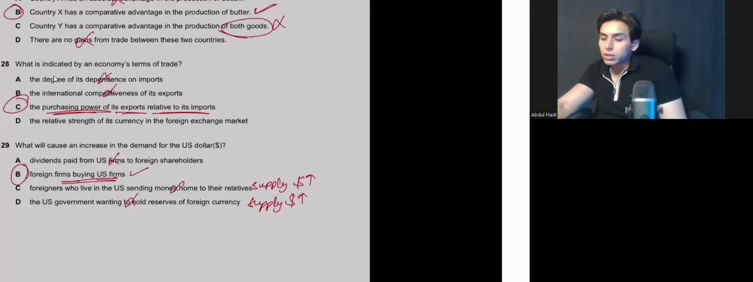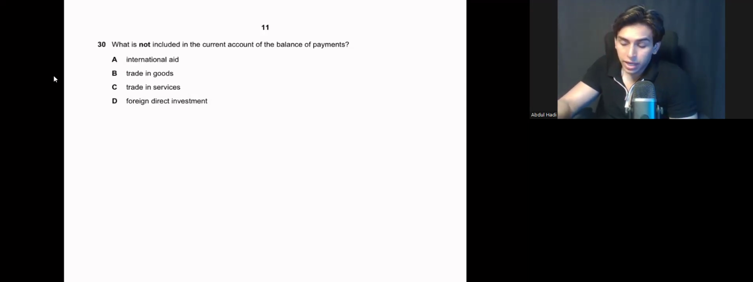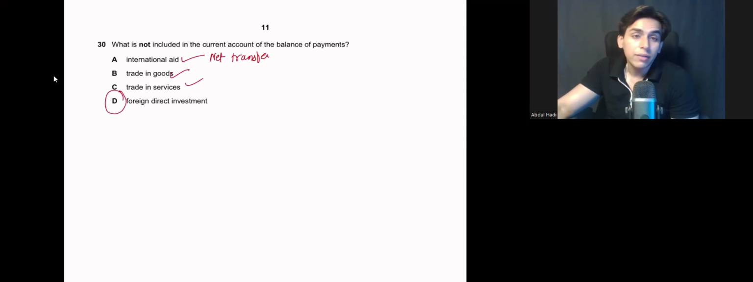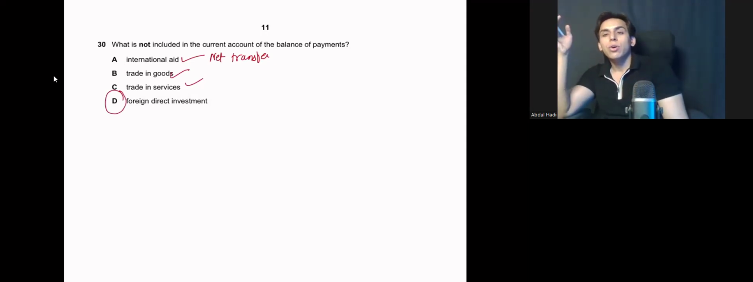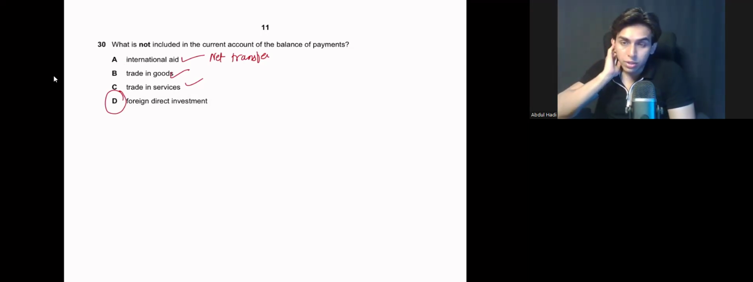What is not included in the current account of the balance of payment? International aid, yes, it is entered into the section of net transfer or secondary income. Trade in goods is there, trade in service is there. Now, what is not there? Foreign direct investment, FDI. FDI has a separate section of investment account, right? So this is how the foreign direct investment is recorded. Everything clear?